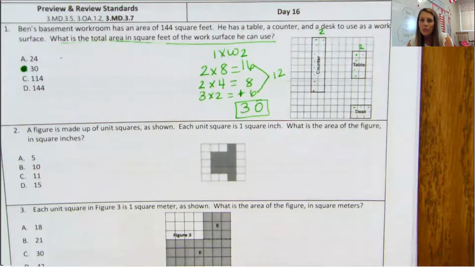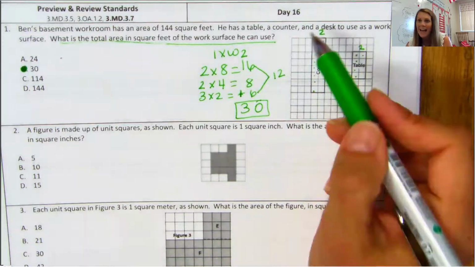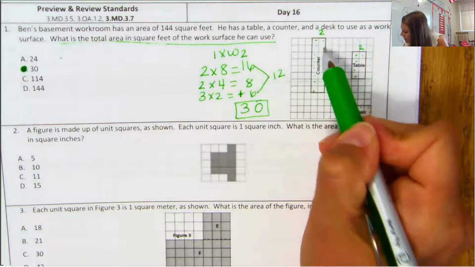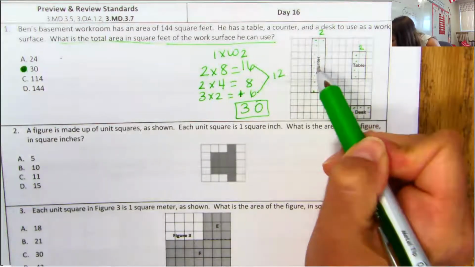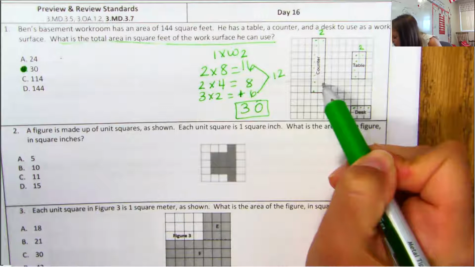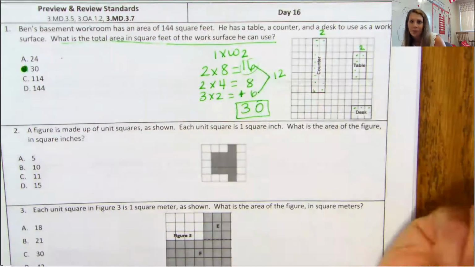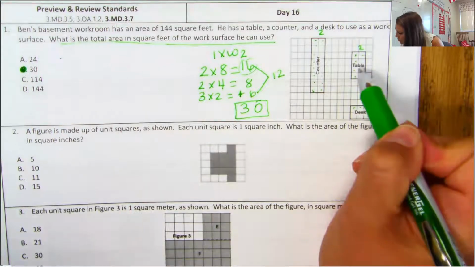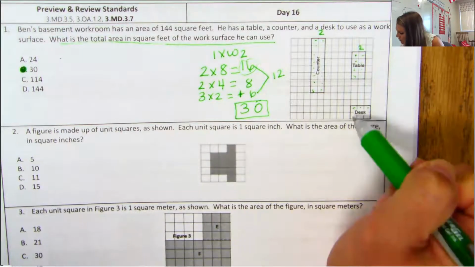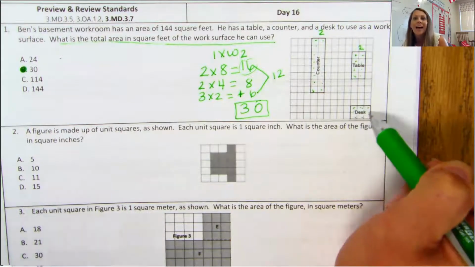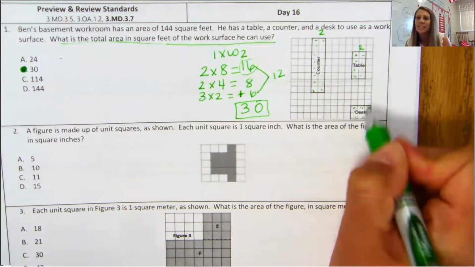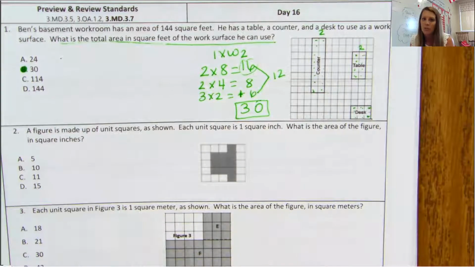All right, and then you can always check your work by counting the squares. 1, 2, 3, 4, 5, 6, 7, 8, 9, 10, 11, 12, 13, 14, 15, 16. Yep, right? 17, 18, 19, 20, 21, 22, 23, 24, 25, 26, 27, 28, 29, 30. Because you are only counting the area inside those boxes.